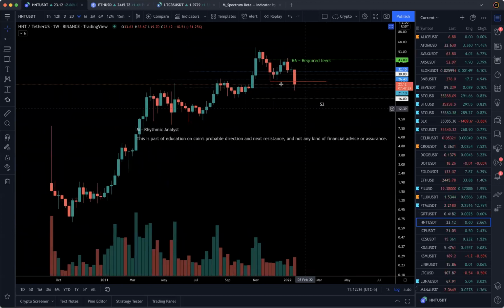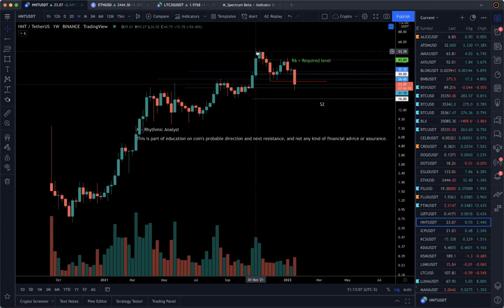HNT was similar to the FTM structure. This was not high, but very similar. And I would say the same for this. S2 is important. After S2, it will look for 9 point something. So this is the first line of defense, second line of defense, and then this is the third. But this is one of the strongest coins. It made a new all-time high.